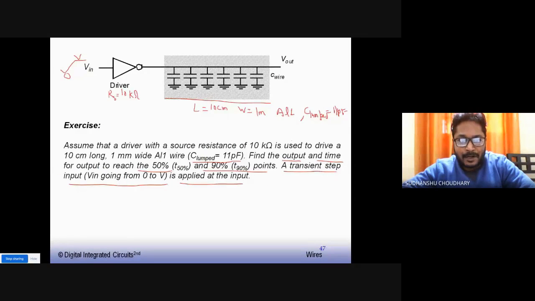So let us first of all try to lump all these values. So this has a resistance of 10 kilo ohm. So let's make a circuit which has a resistance Rs. And then I have all these capacitances of the wire lumped into one value. So it becomes a simple first order RC circuit. Okay. So this is my C lumped here. And here maybe I'll apply my input V in. And this is my V out here. So I can make a circuit like this.